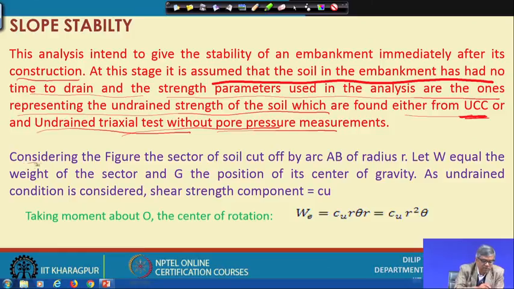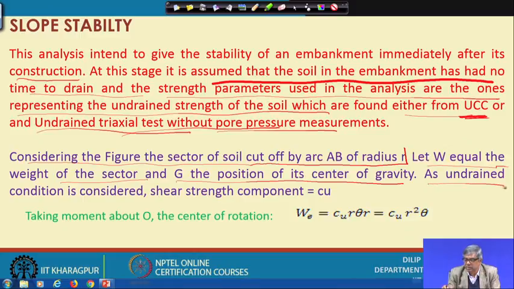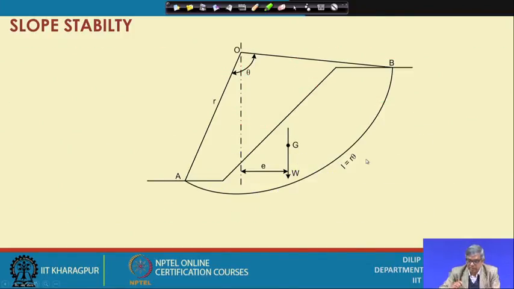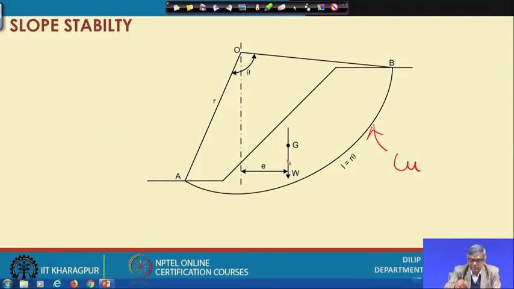Considering the figure, the sector of soil cut off by an arc AB of radius r. That is what I have shown previously. Let W equal the weight of the sector and G the position of its center of gravity. As the undrained condition is considered, the shear strength component is Cu. That means, if I go back to the previous one, along this Cu is there and W is acting here.